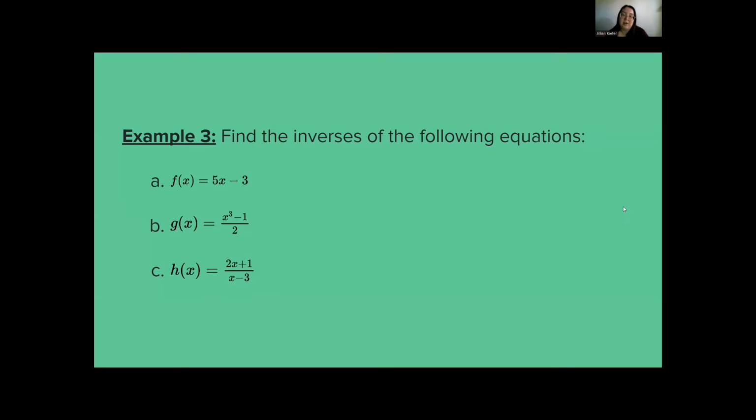Example 3, we want to find the inverses of the following equations. A, f of x is equal to 5x minus 3. B, g of x is equal to (x cubed minus 1) divided by 2. And C, h of x is equal to (2x plus 1) divided by (x minus 3). All right, so let's go ahead and do this problem in our notes.